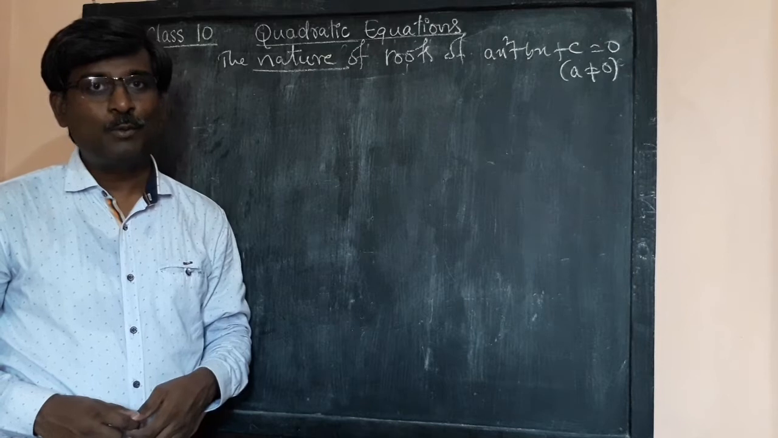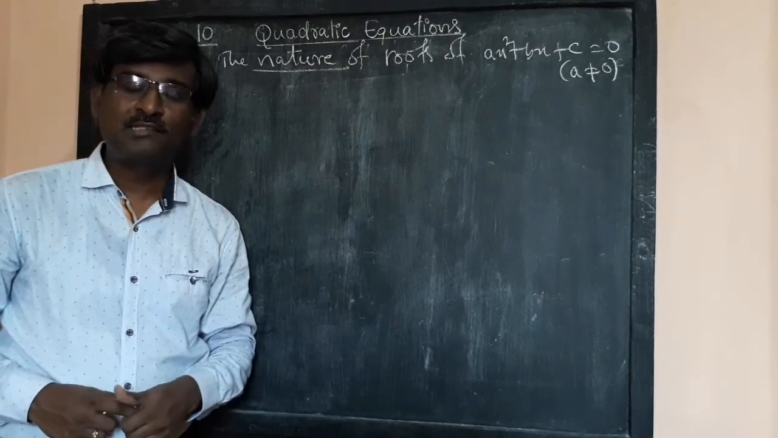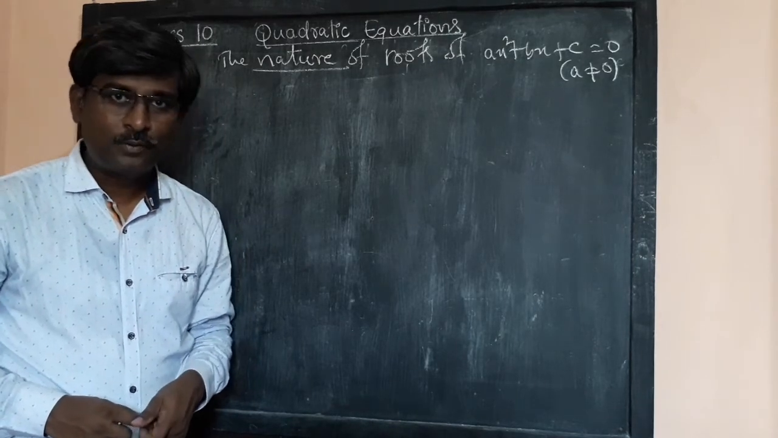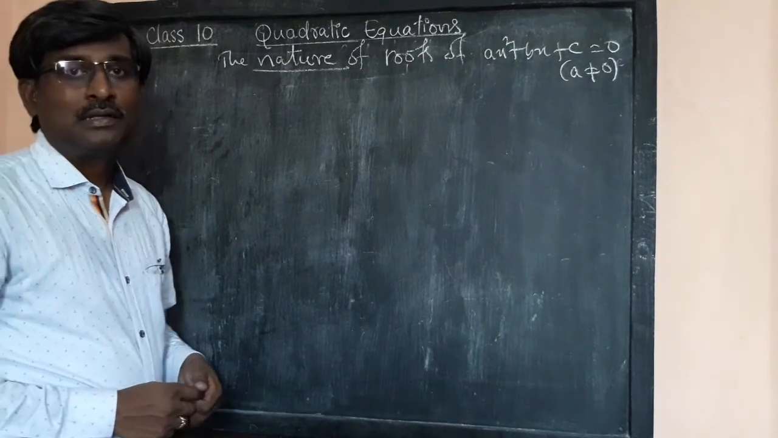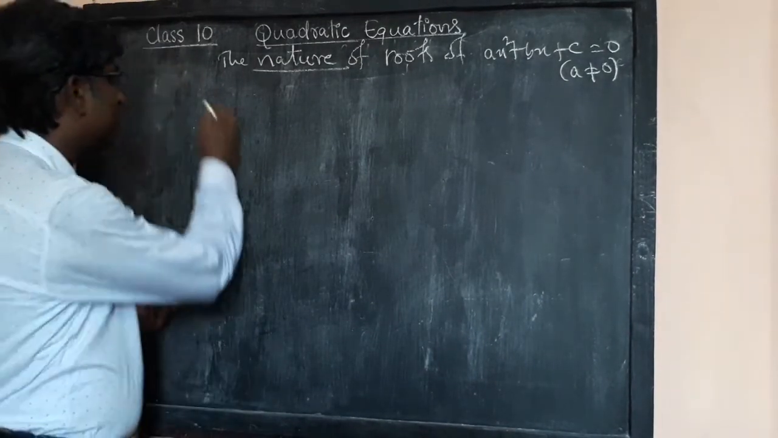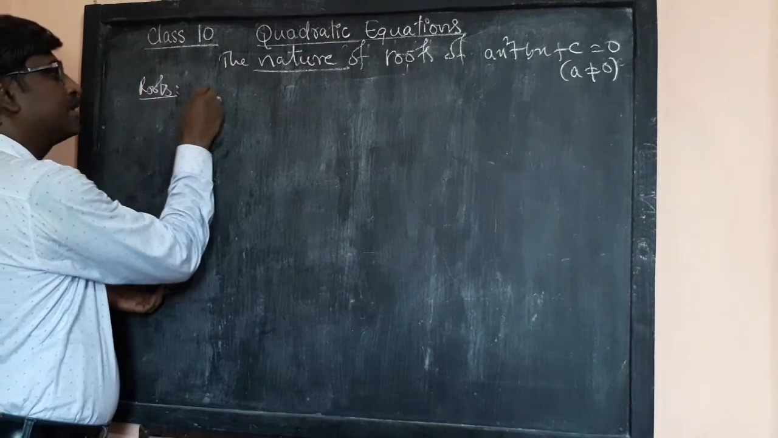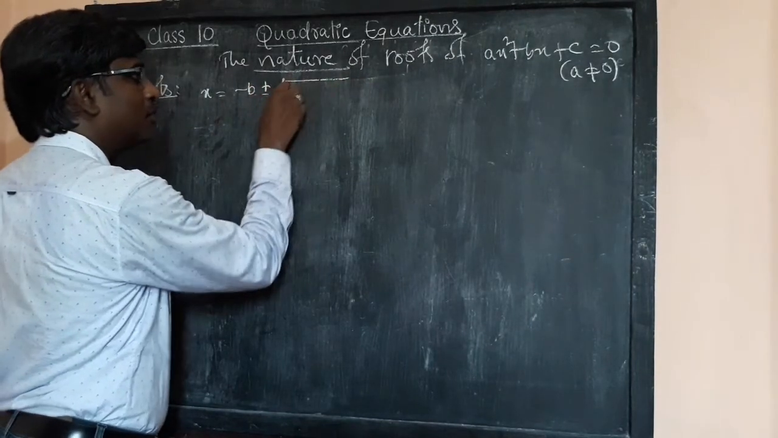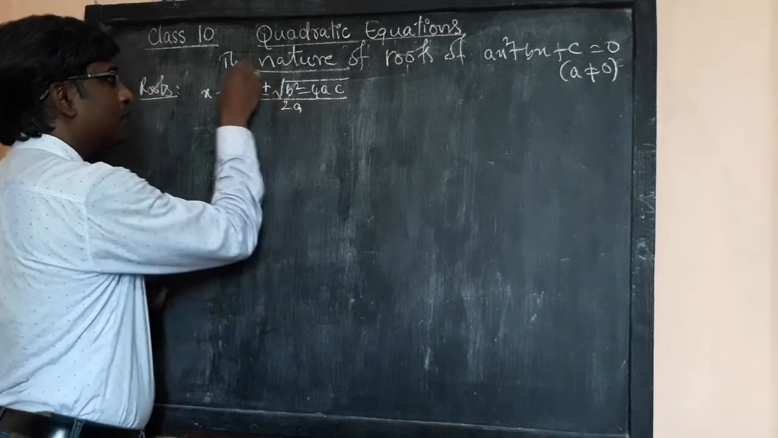Now let us discuss the nature of roots of a quadratic equation ax square plus bx plus c is equal to 0, where a is not equal to 0. So what are called roots? According to the quadratic formula, the roots are given by x equal to minus b plus or minus square root of b square minus 4ac by 2a.